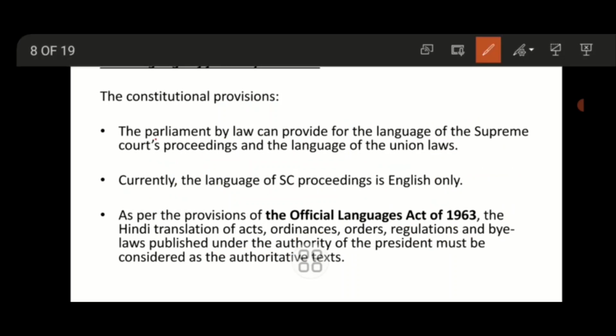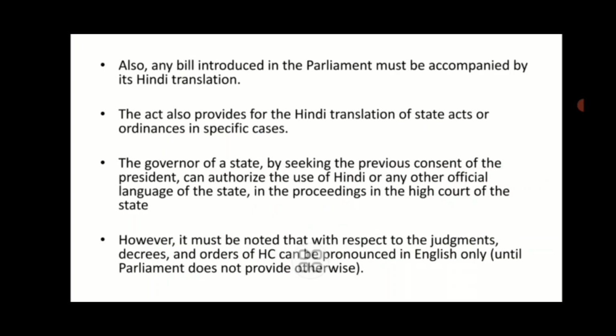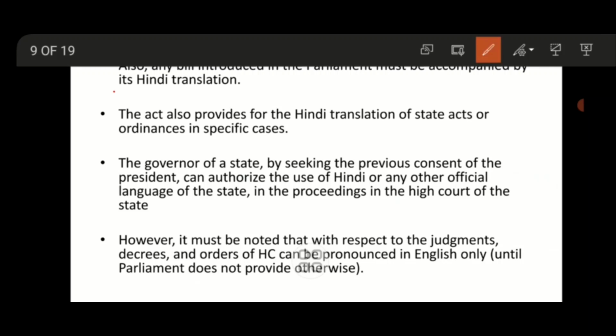The Constitution says that Parliament by law can provide for the language of Supreme Court proceedings and the language of Union laws. Currently, the language of Supreme Court proceedings is English only. As per the provisions of the Official Language Act 1963, the Hindi translation of any Act, Ordinance, Order, Regulation or Bylaw published under the authority must be considered the authoritative text. Any bill introduced in Parliament must be accompanied by a Hindi translation. The Act also provides for Hindi translation of a State Act or Ordinance in specific cases.